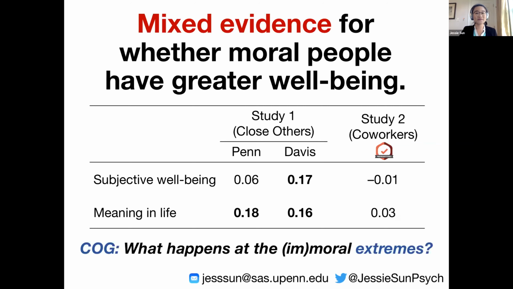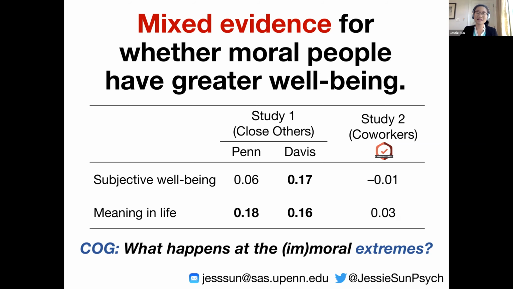Overall, we find mixed evidence for whether moral people have greater well-being. In study one, we find that across both samples, people who are seen as being more moral by their close others self-reported greater meaning in life. And these are all standardized betas. But we only saw that moral character was associated with subjective well-being, aka happiness, in one sample, and that was the Davis sample. In study two, our pre-registered analysis found a pretty clear null effect where we did not see an association between moral character and well-being.